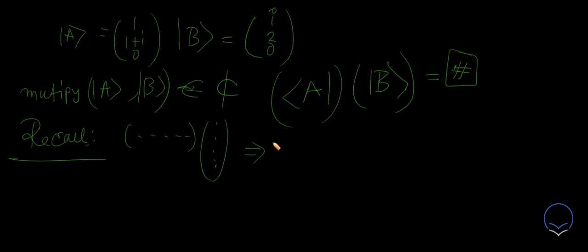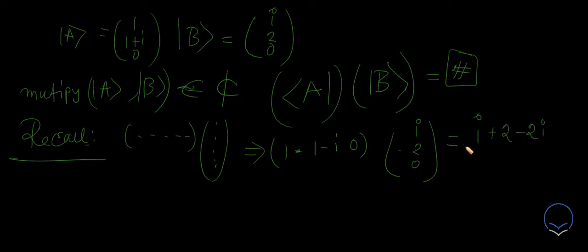So the idea is the following. Now I just take the bra of A, 1 minus i, 0, and for the ket B, this is just i, 2, 0. And now if I multiply it, this is just i plus 2 minus 2i, and finally 0. So this is just 2 minus i, and we have a complex number. This belongs to the complex number set.